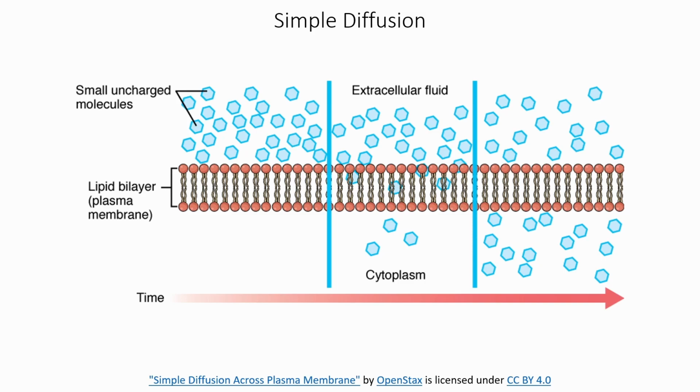So simple diffusion, in this case, we have these small uncharged molecules, and we have our membrane bilayer, right, our plasma membrane. And on one side, you see that our molecules are highly concentrated on this side, but on this side, they're not even there, so the concentration is 0. And as time goes on, these molecules will make their way to the other side where there's very little of that molecule. And we're going to do that until both sides are equal.